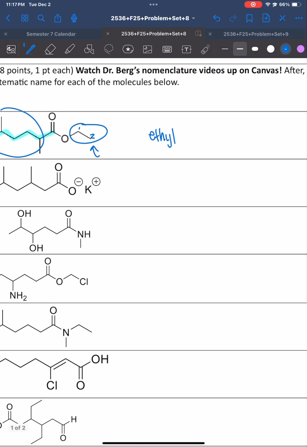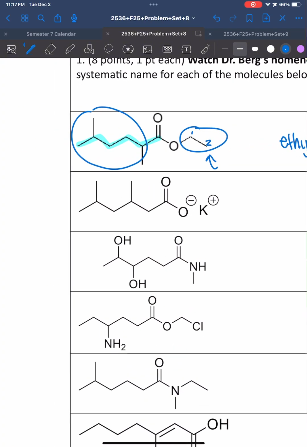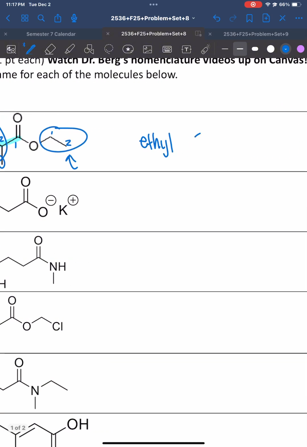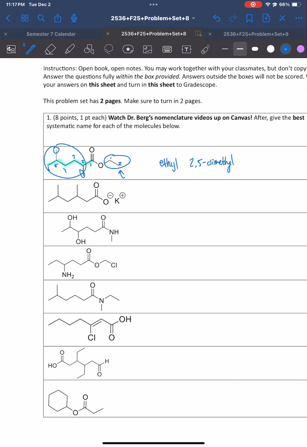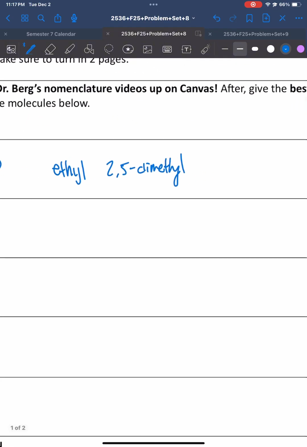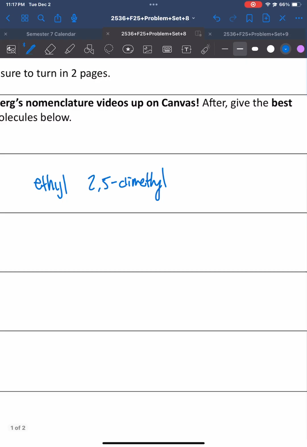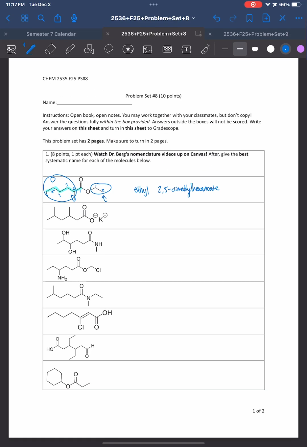Put a space, and then we're going to name this guy as if it's a normal parent chain. So we have 1, 2, 3, 4, 5, 6. And the two methyl groups are coming off of carbons 2 and 5. So we have ethyl, space 2,5-dimethyl. And like we mentioned, it's a 6 carbon long parent chain, so it's going to be a hexane. But for esters, we're going to name it with an -oate ending. Hexanoate. Alright, that's how you name esters.